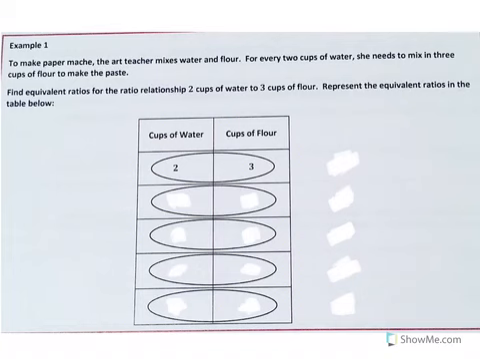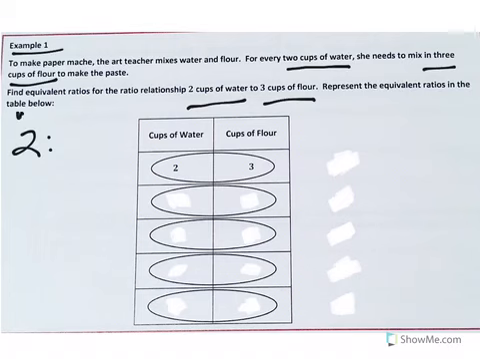Okay, example 1, and this is from Eureka Math. To make paper mache, the art teacher mixes water and flour. For every 2 cups of water, she needs to mix in 3 cups of flour to make the paste. Find equivalent ratios for the ratio relationship 2 cups of water to 3 cups of flour. Represent the equivalent ratios in the table below. So we'll go water to flour. We know we're looking at 2 to 3, which is represented here.